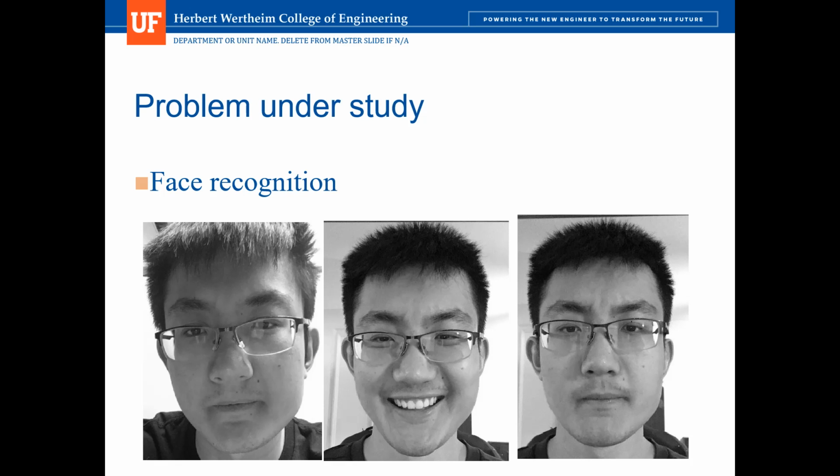The face recognition problem is a classification problem. For example, there are three face images, and they are from the same person. Me, yeah, it's me. We must recognize these three images are from the same person, even though the hair length is different, the face expression is different, and maybe the lighting condition is different.